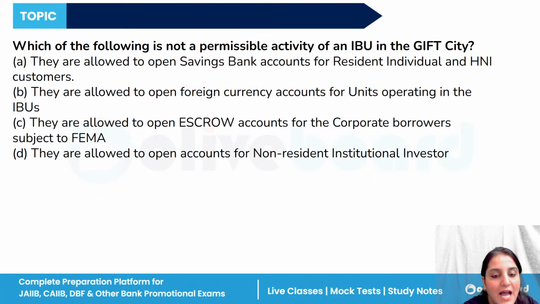If we talk about the IBUs, they are primarily designed to cater to non-resident customers and foreign entities, focusing on foreign currency transactions and offshore banking activities. They are also not allowed to open any saving account for resident individuals or high net worth individuals in India. So basically, we can say option A is correct.